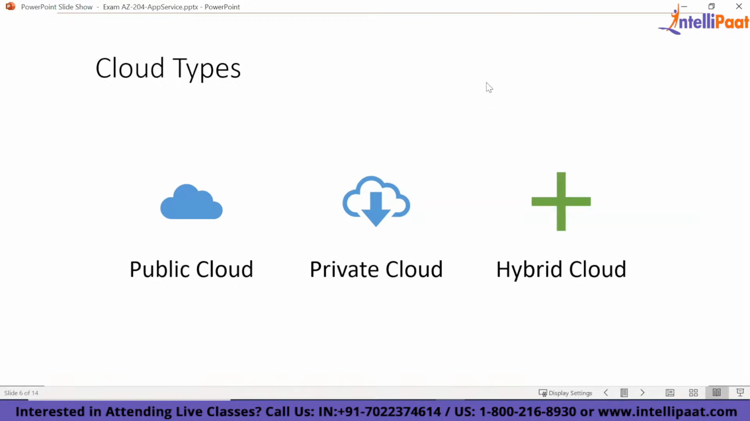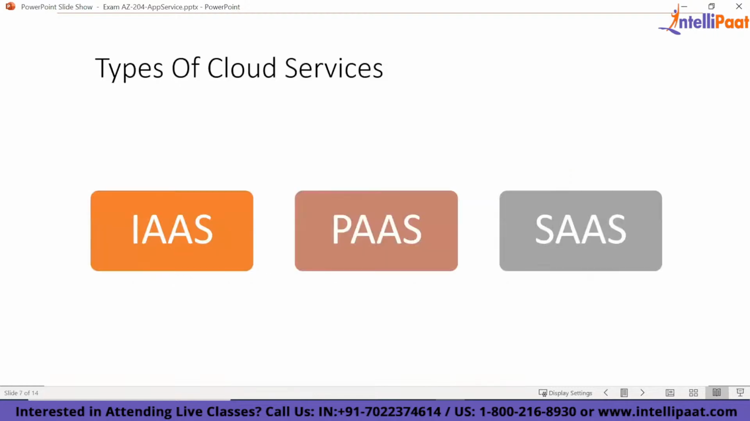Now, I need a solution where I can connect to both these systems, get my user authenticated, and then access my data. That is where the hybrid cloud comes into the picture. Hybrid cloud gives you services or enables you to connect to both worlds: your on-premise or private cloud model and a public cloud model. All right, so these are the different cloud types. We will be focusing on the public cloud.